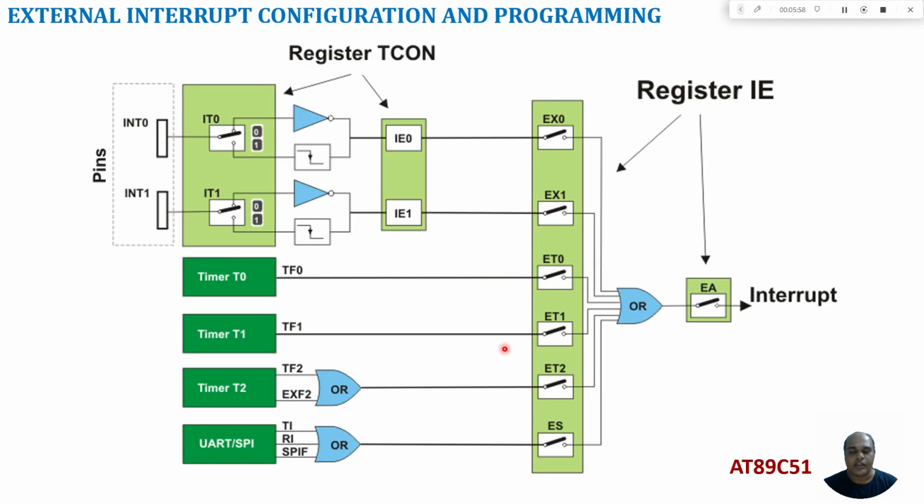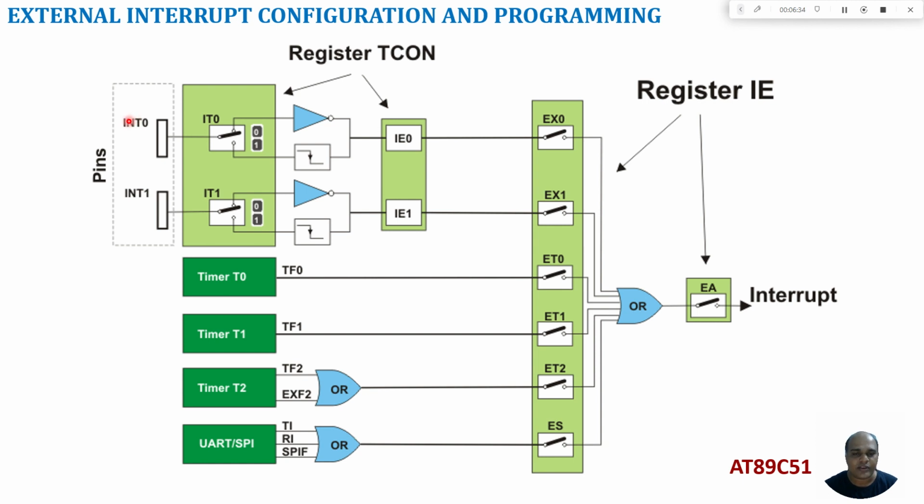So in our AT89C51, this is the architecture of your interrupt. Here, as I said, we have 2 external interrupt pins. One is INT0, another one is INT1. These 2 pins, INT0 and INT1, can be connected with any external peripheral devices. Once an interrupt is generated, this interrupt can be recognized on 2 levels, either on a falling edge or on a low level interrupt.